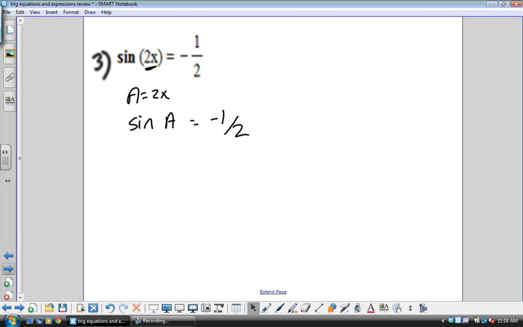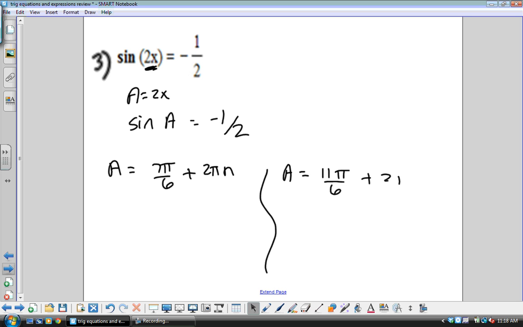Okay, so now if I look at my unit circle here, sine is -1/2 at 7 pi over 6 and 11 pi over 6. But there again, since I've got this coefficient up there, I'm going to have to give that general formula of the plus 2 pi n. Okay, now let's substitute our 2x back in for a. So we'll get 2x equals 7 pi over 6 plus 2 pi n.